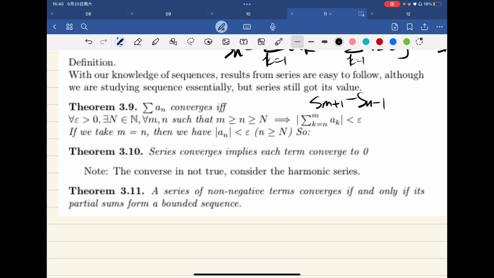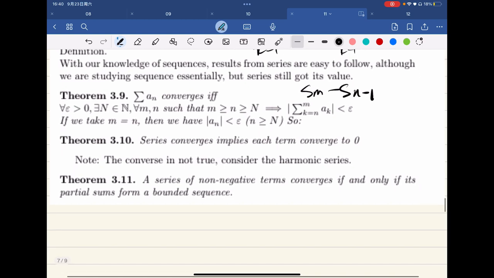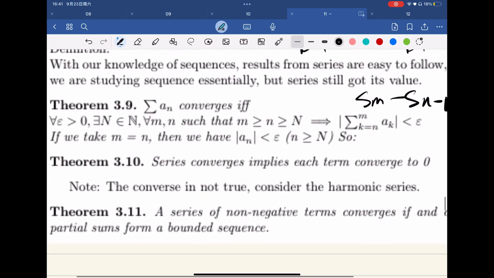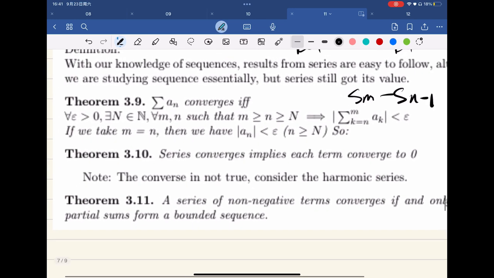Sm minus Sn plus n minus 1, right? This is like the Cauchy thing. You can take a look at your own, right? Because we're focusing on complex series. I forgot to tell you. Sorry. We're talking about complex series.